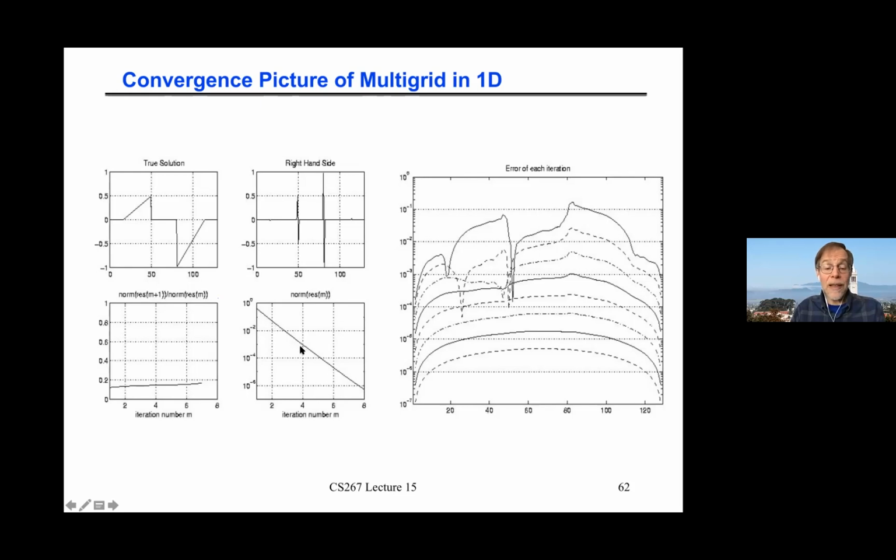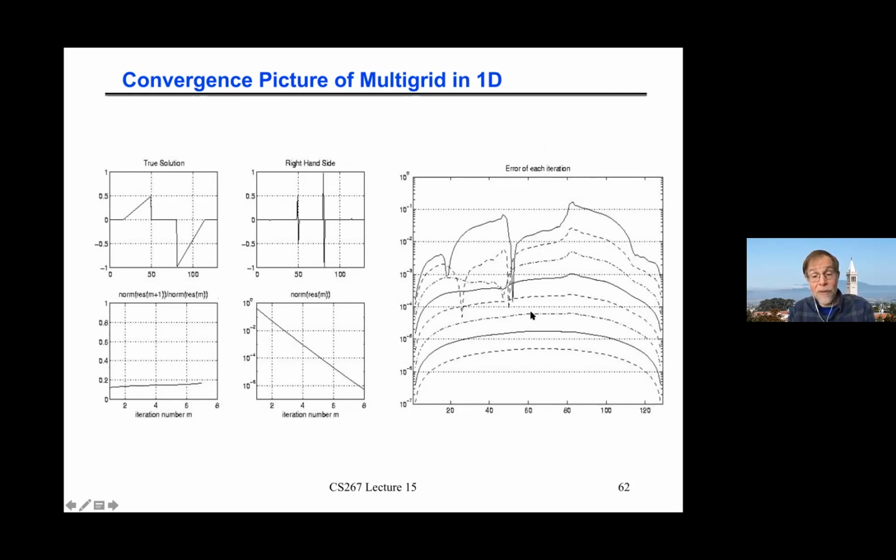And I can also see that by plotting the residual on a log scale. And the slope here is basically the log of 0.2. So here is a more detailed picture of the complete error at every iteration. And so the initial error is this jaggy line. After 1 iteration of multigrid, the error is this dashed line. Then the error is this one, and so forth. And you can see the distance between these error plots is going down by a constant, which is about 0.2.